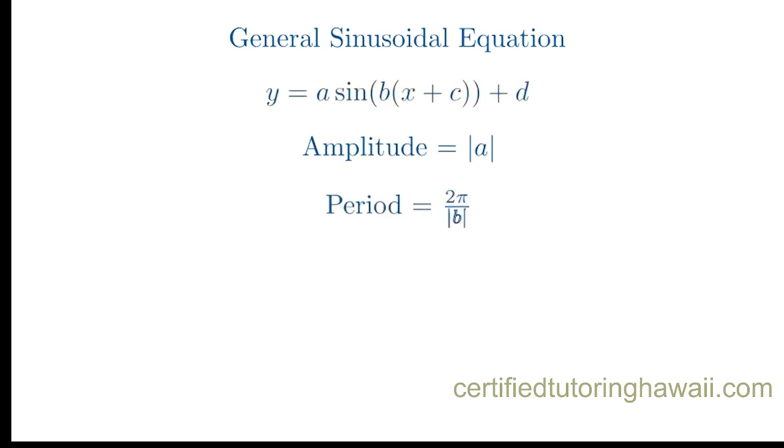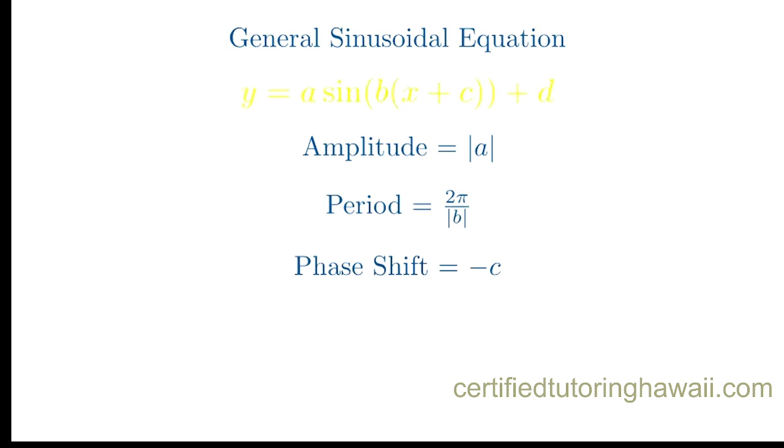The parameter B determines the period, which is the length of one complete cycle. The period is found by taking 2 pi and dividing it by the absolute value of B. The parameter C gives us the phase shift, which is the horizontal translation. It's important to remember that it's negative c. If c is positive, we shift left. If c is negative, we shift right.